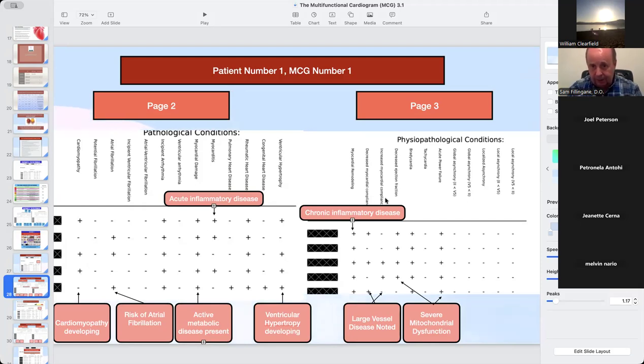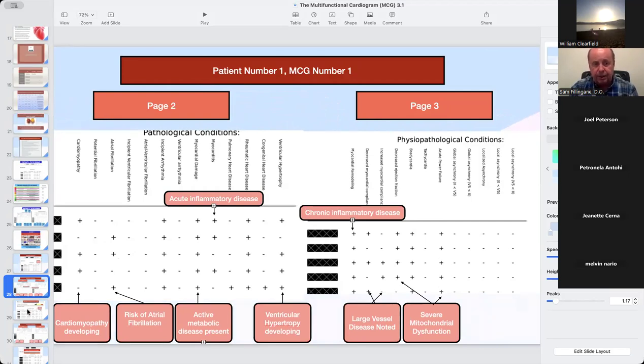Now we want to know, does this patient have mitochondrial dysfunction or not? And here's where it gets interesting. You see 4 out of 5 positive under decreased ejection fraction, and you see 5 out of 5 positive under acute power failure. So this patient is a 9 out of 10 positivity for mitochondrial dysfunction. Lastly, does this patient have a rhythm disturbance problem? And the answer is yes. 3 out of 5 positivity for atrial fibrillation.